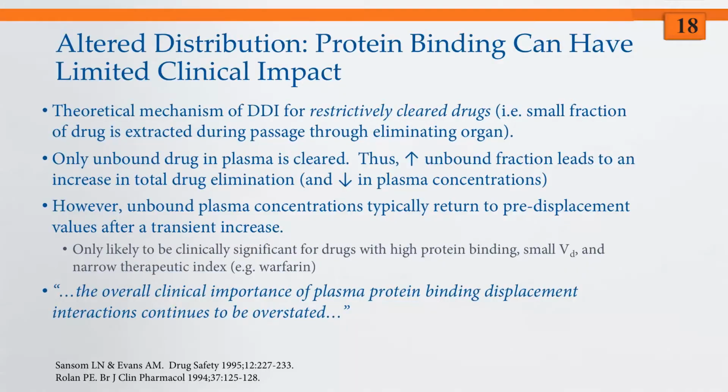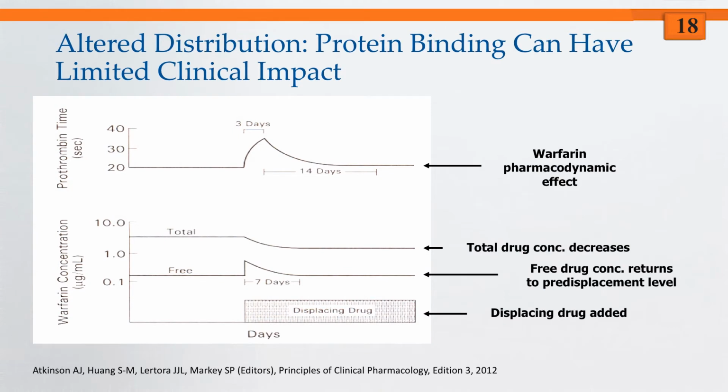So if another drug is given that competes for protein binding and causes a lot of protein displacement, as the unbound fraction increases, more drug is eliminated. So I'll show on the next slide a cartoon that describes this a little bit better. Again, this is described mostly as a theoretical. In general, it's generally accepted now that there's very few examples of very clinically relevant protein binding drug interactions.